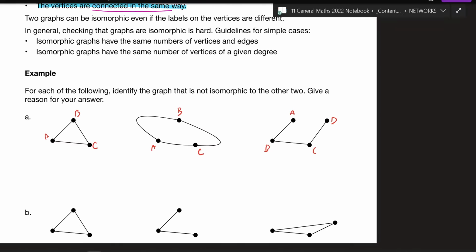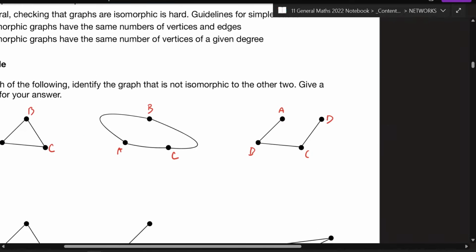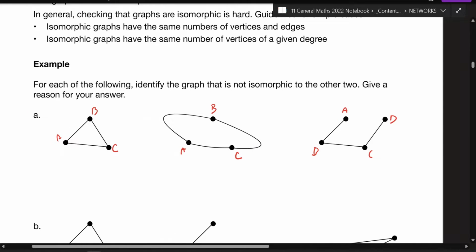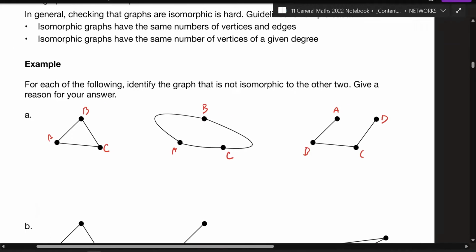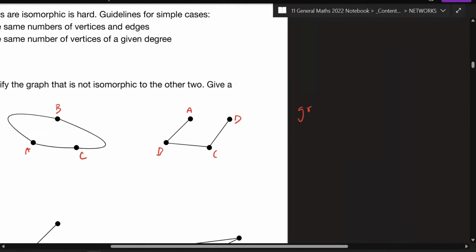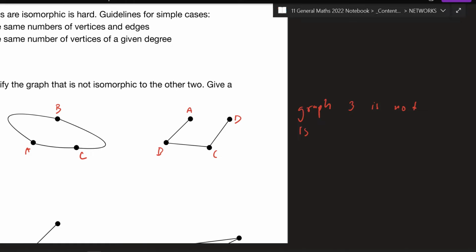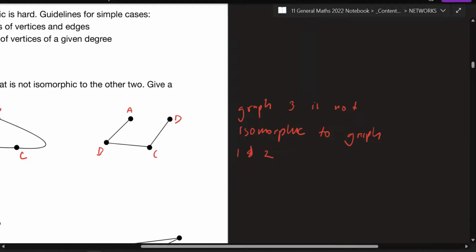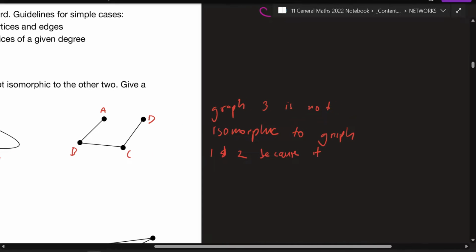Okay, but let's look at the first one. Which one of these is the odd one out or the non-isomorphic? Anyone? The last one. Why the last one, Fahad? Good. Okay, it has 4 vertices. So you would say here, graph 3 is not isomorphic to graph 1 and 2. And then his reasoning was because it has 4 vertices, so because it has 1 extra vertex.